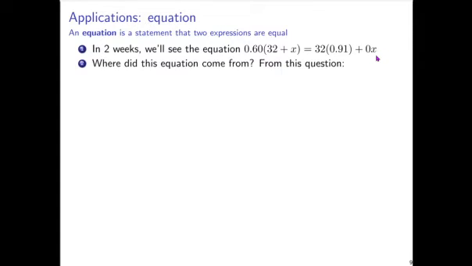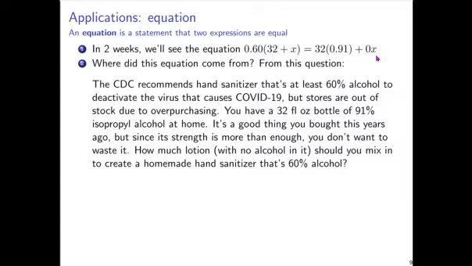We have this equation. Where did this come from? This equation actually came from the following question, which we're going to look at in about 2 weeks. The CDC recommends hand sanitizer that's at least 60% alcohol to deactivate the virus that causes COVID-19, but stores are out of stock due to overpurchasing. You have a 32 fluid ounce bottle of 91% isopropyl alcohol at home. It's a good thing you bought this years ago, but since its strength is more than enough, you don't want to waste it. How much lotion with no alcohol in it should you mix in to create a homemade hand sanitizer that's 60% alcohol?